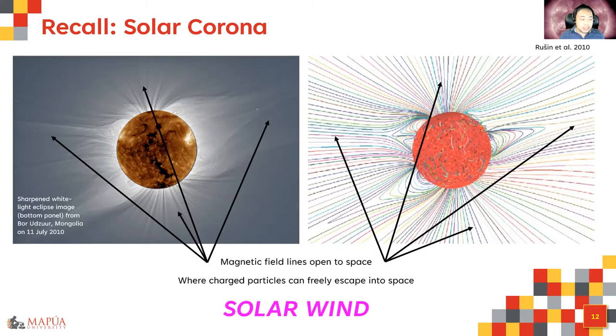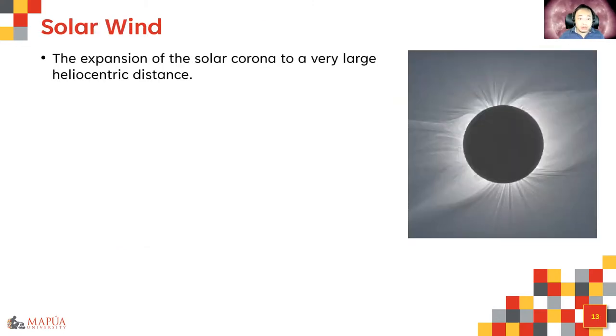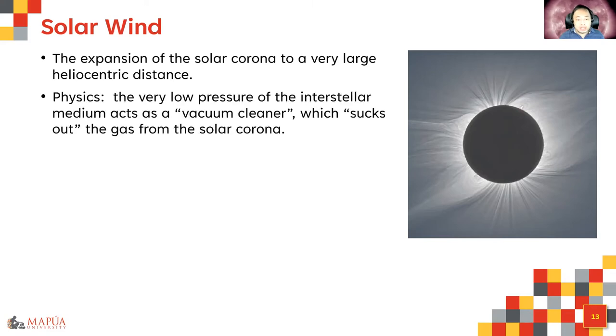Because the solar wind is a wind, it is an expansion of the solar corona to very large heliocentric distances. This is brought about by the difference in plasma pressure between the surface of the sun and interplanetary space. Interplanetary space is considered a very low pressure area, so the charged particles residing in the sun are sucked up. It acts like a vacuum cleaner, sucking plasma material from the sun towards space.